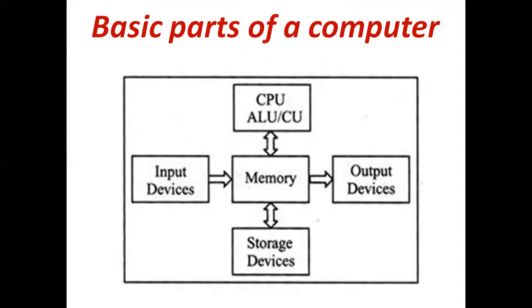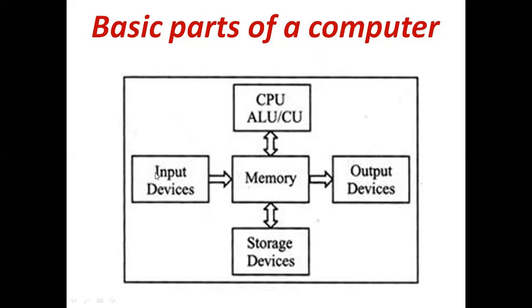Right. Next, we are going to see about basic parts of the computer. So what are all the basic parts available in the computer? See this diagram. We are having input devices, output devices, storage devices, then a central processing unit, or arithmetic and logical unit, or control unit. So this control unit is the main part of the computer. This will control the overall activity of the computer by means of signals.